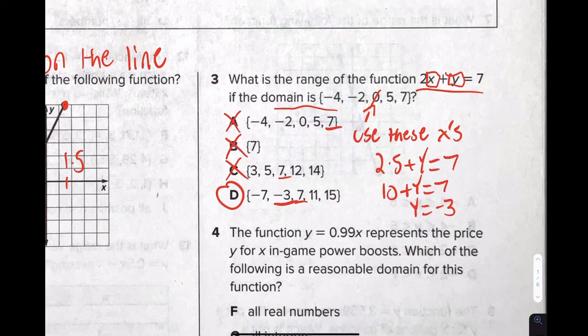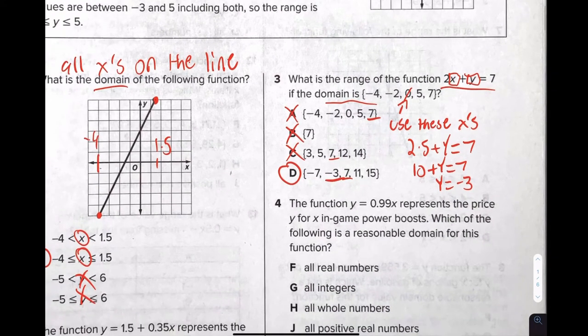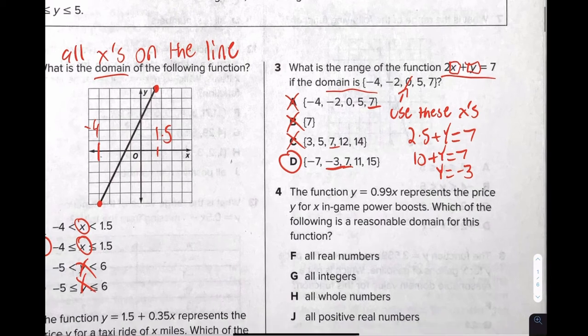For every number that you plug into the domain, there should be an answer in the range. That's the purpose of domain and range, is that if you plug those numbers in, you should be able to get something back out of the equation.